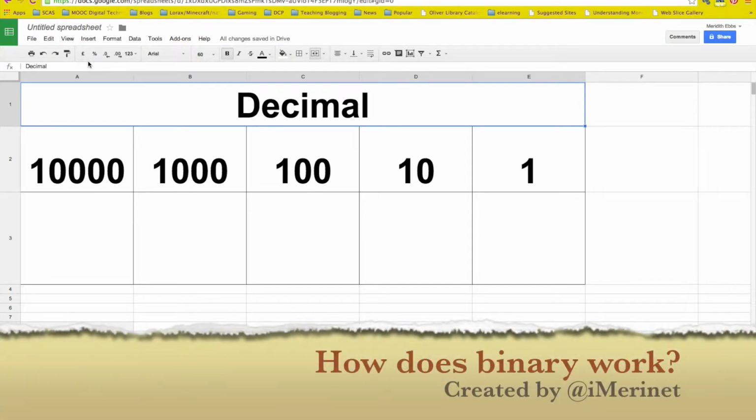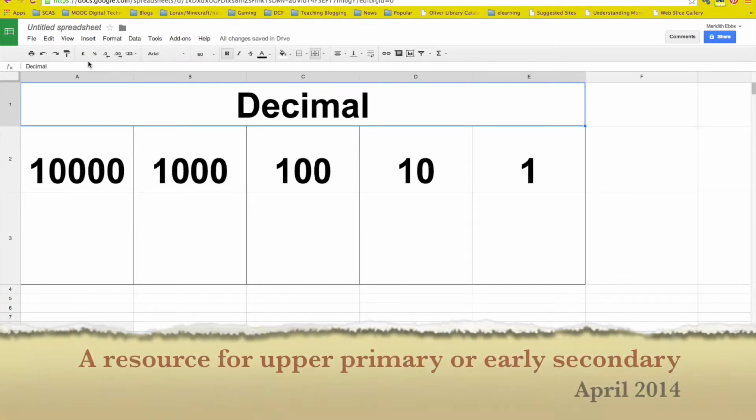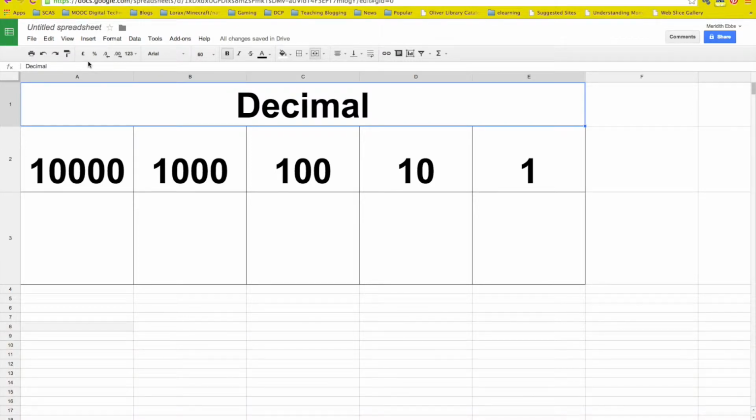Today we're going to look at how binary works. Before we think about binary, we need to think about decimal because they work the same. If you look at the decimal place chart here that we have, each column is represented by a number.